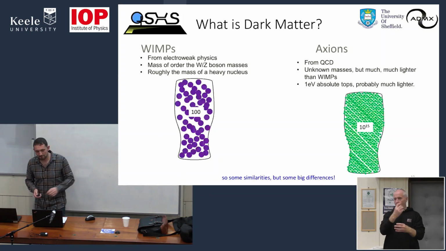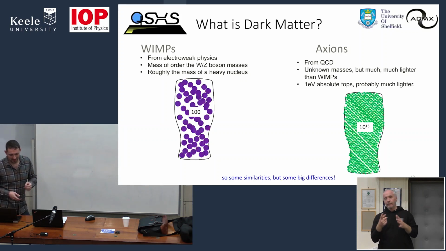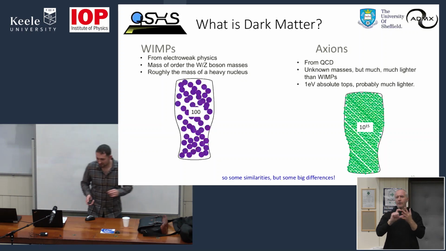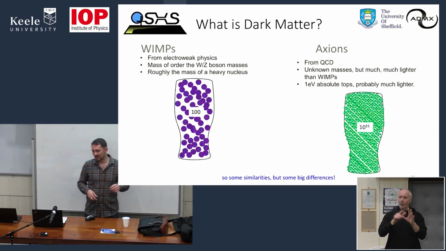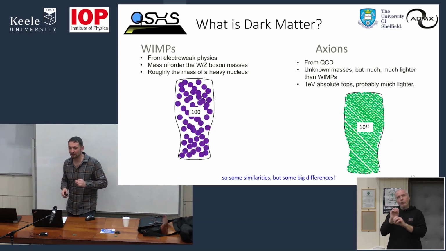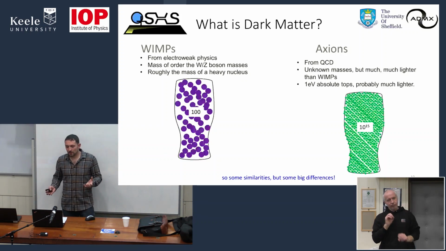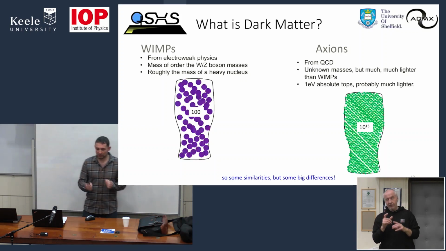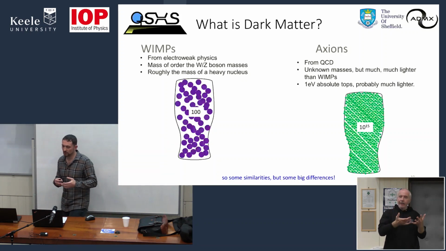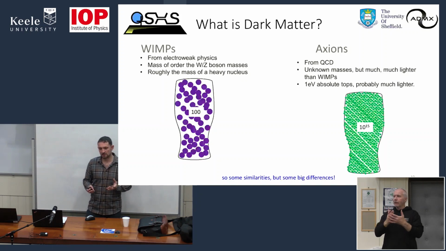There's 100 in there. Then we've got axions, this one that I'm actually here to talk about. Now this comes from quantum chromodynamics, which is a rather complicated theory, which again, is beyond the scope of the talk, more so because I would send myself to sleep trying to talk about it. Unknown mass, but it's certainly much, much, much lighter than WIMPs. Now we're talking electron volt absolute tops, so this is something that's less than the mass of an electron.